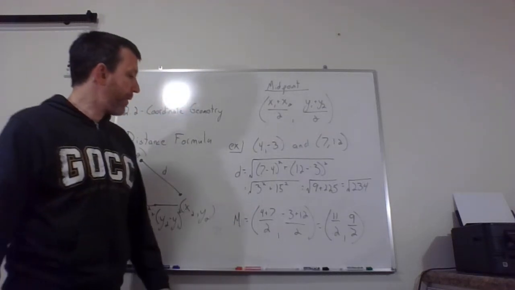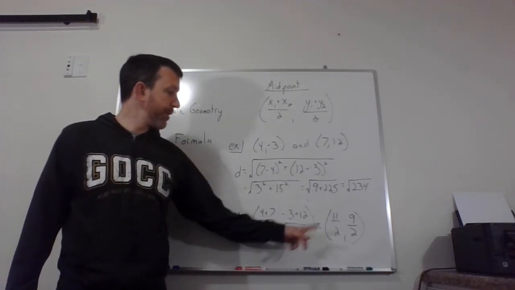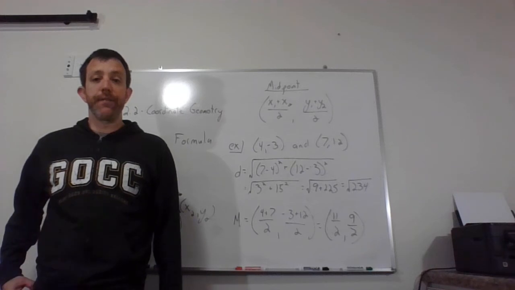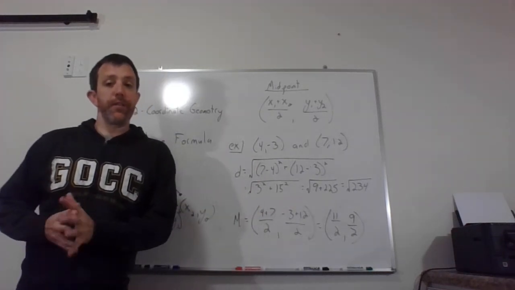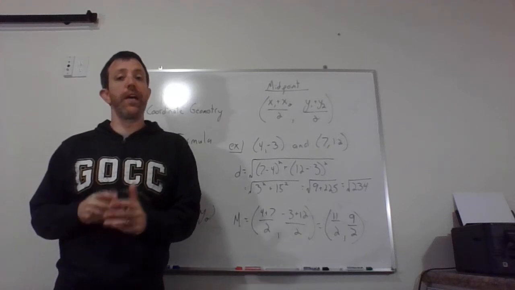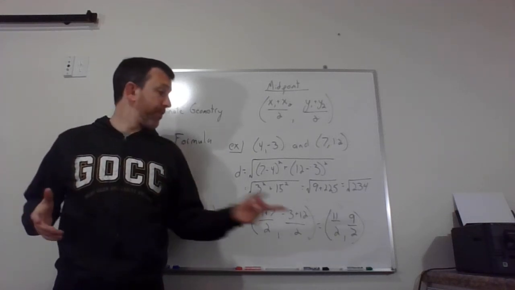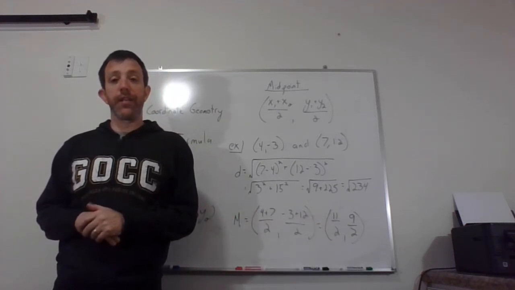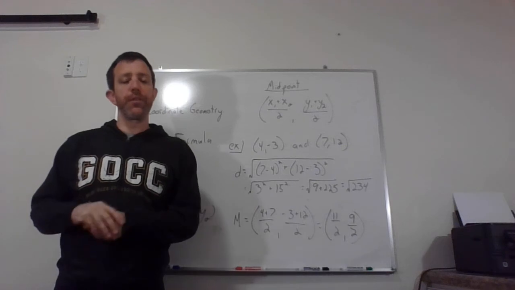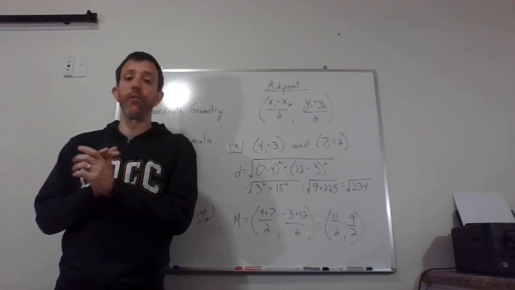For midpoints, here you can see me adding my x and y values together and dividing by 2. We end up with 11 halves and 9 halves. Those fractions could very nicely be turned into decimals if you so chose. As a rule, any decimal that ends, something like 11 over 2, which would be 5.5, is okay. But if it's a repeating decimal that goes on forever, I'd really prefer the fraction form.